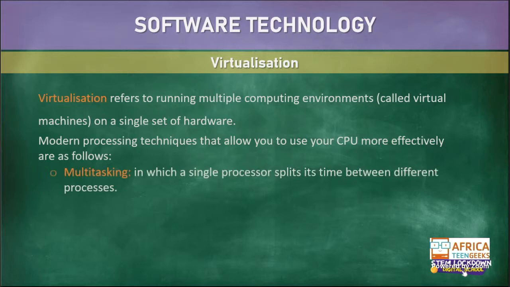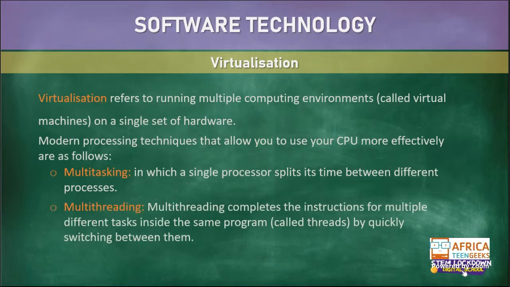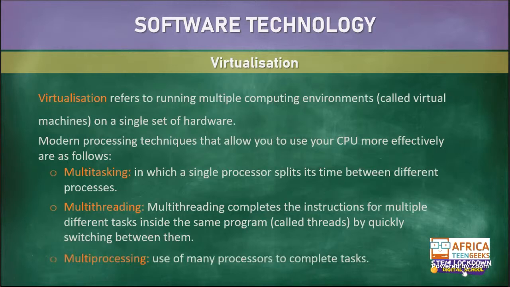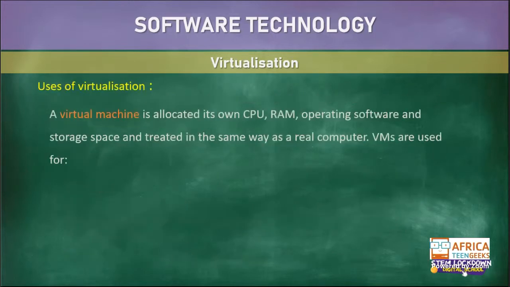And examples that we have studied already, we have multitasking, in which a single processor splits its time between different processes. And then we have multi-threading. Now, this is the ability of a program to split into multiple different tasks. As an example, if you are working with Word, it's able to do a spell check. It's able to conduct other tasks while you are using it. That is multi-threading. And then multi-processing, the use of many processors to complete tasks.